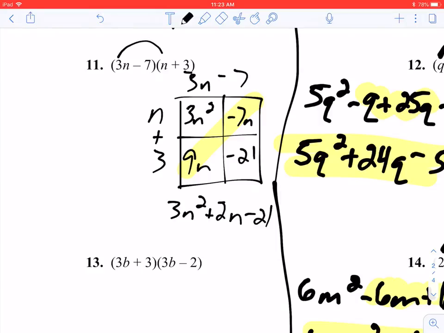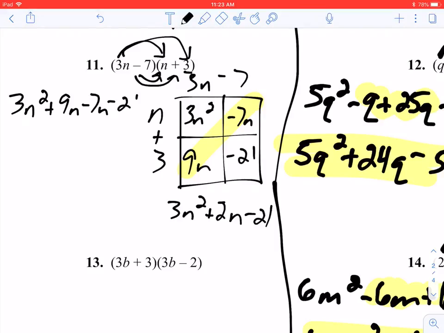Using the FOIL method, this 3n gets distributed to both things. So 3n squared. And then 3n times 3 is 9n. Negative 7 times n is negative 7n. And negative 7 times 3 is negative 21. Once again, these are the like terms. So we have 3n squared plus 2n minus 21. This matches that. So it's correct.